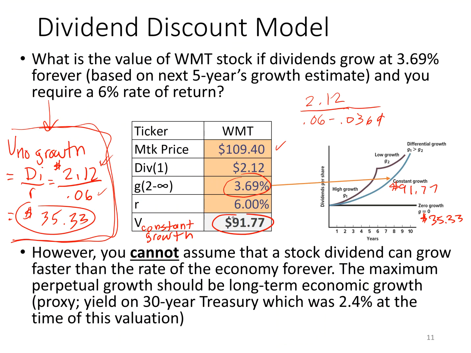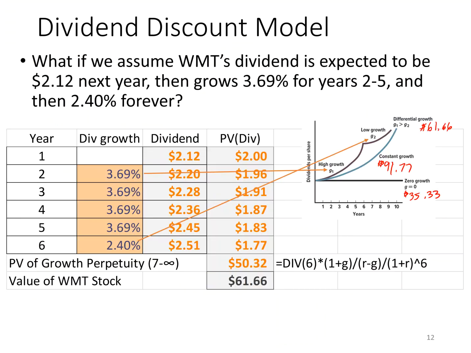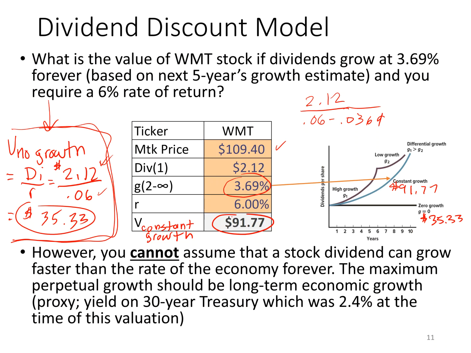So using this constant growth, using the next 5 years growth rate and a discount rate of 6%, I get a $91.77 valuation for the stock, and the stock price is selling for $109. So not good for investors in Walmart using this valuation. It's a $109 stock that I think is only worth $91.77.